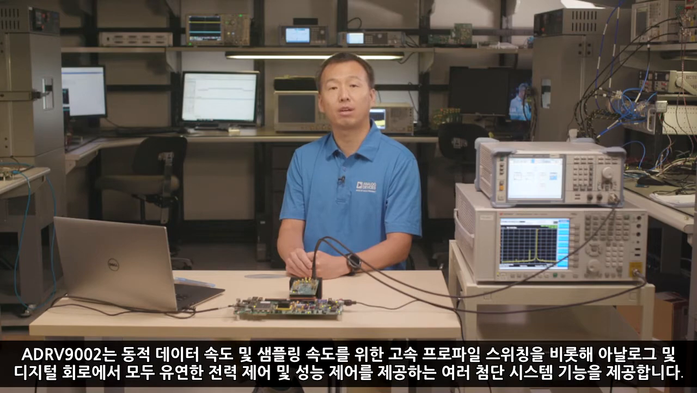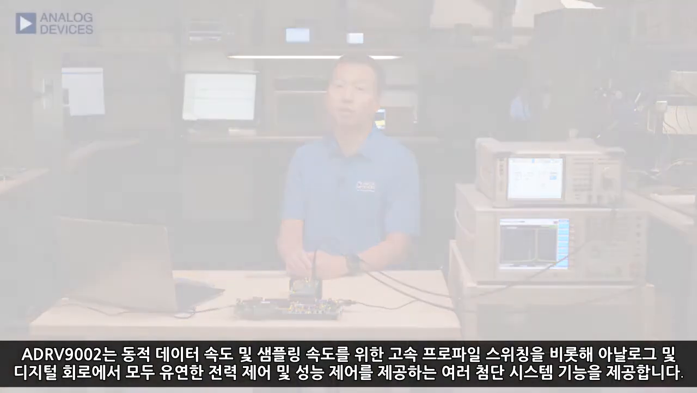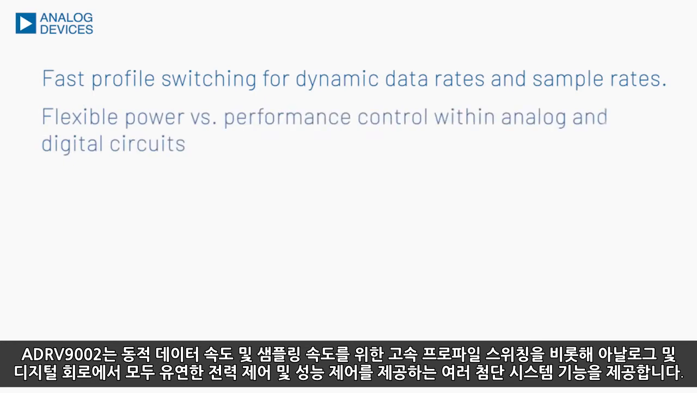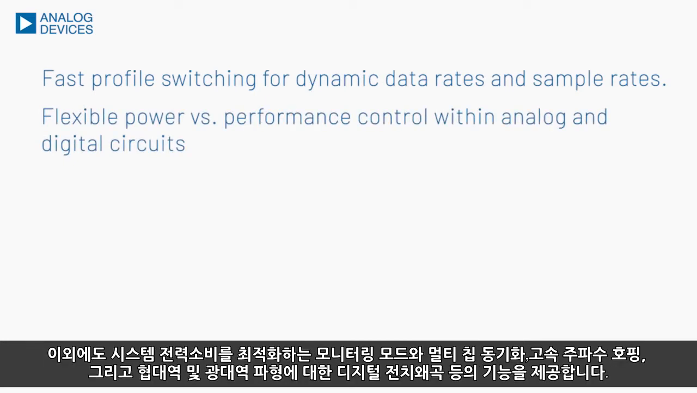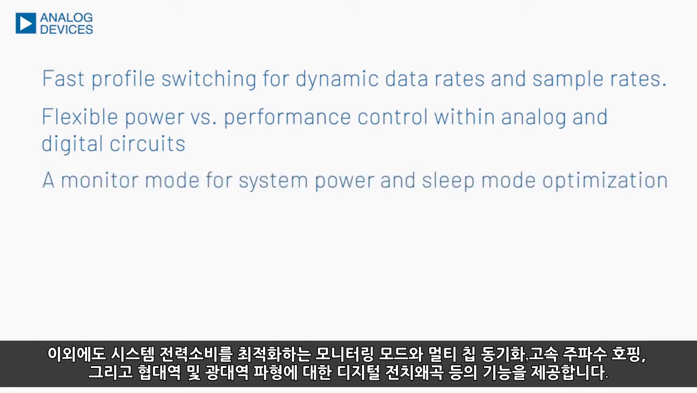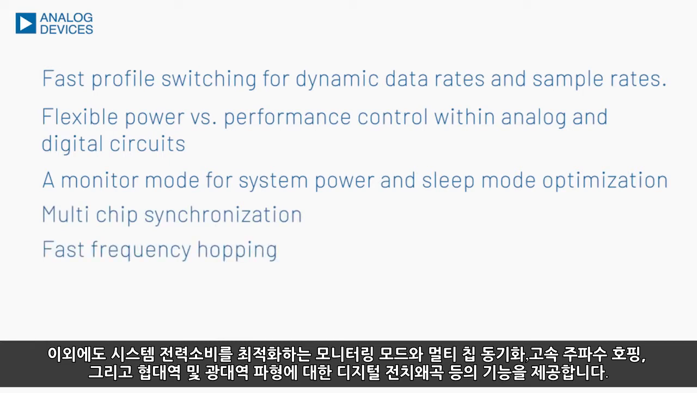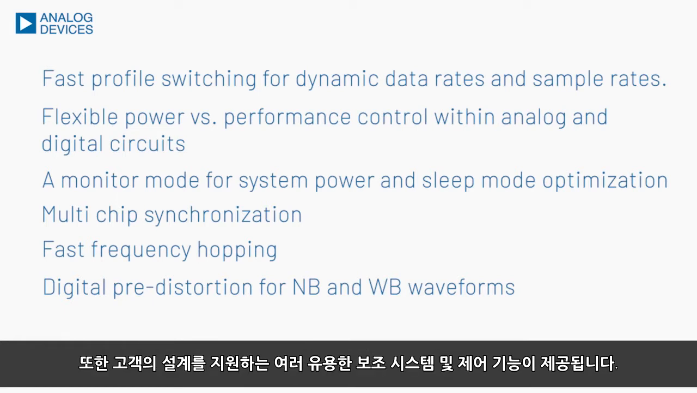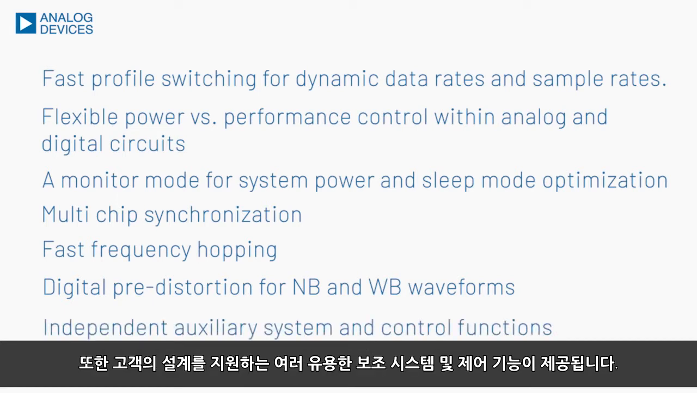The Adrv9002 offers a number of advanced system features such as fast profile switching for dynamic data rate and sampling rate, flexible power control versus performance control within both analog and digital circuits, a monitor mode to optimize system power consumption, multi-chip synchronization, fast frequency hopping, and digital pre-distortion for both narrowband and wideband waveforms. It also offers a number of useful auxiliary system and control functions to aid customer design.